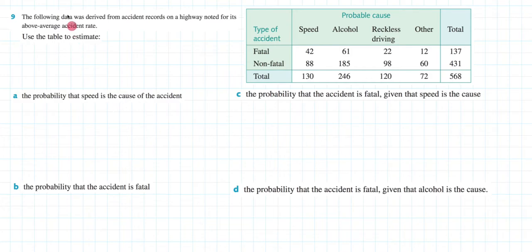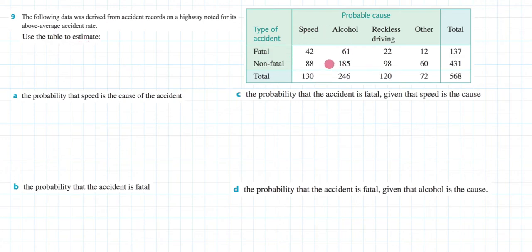Alright, so we're doing exercise 9F, which is all about conditional probability. And we're now doing question 9, which reads: the following data was derived from accident reports on a highway noted for its above average accident rate. Use the table to estimate.